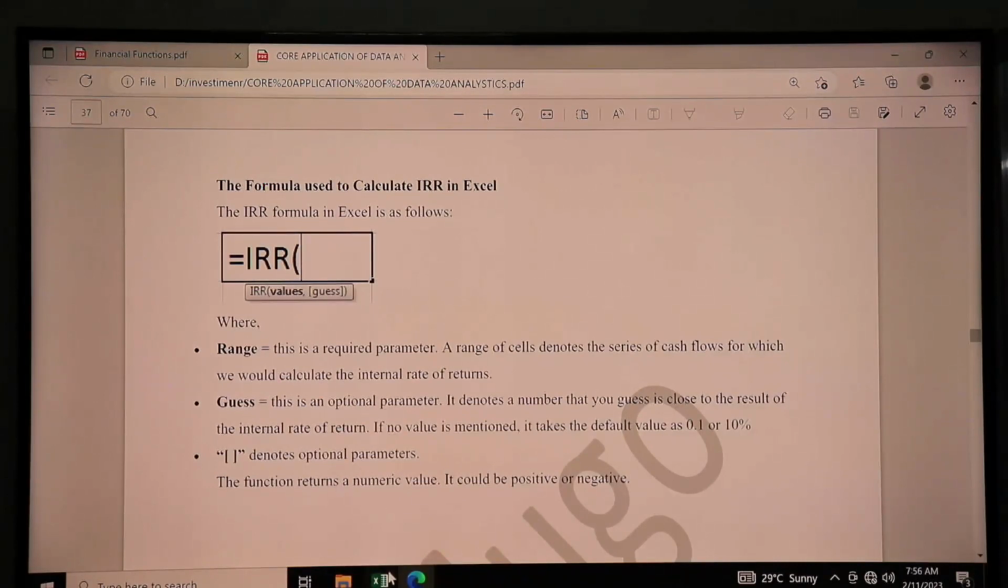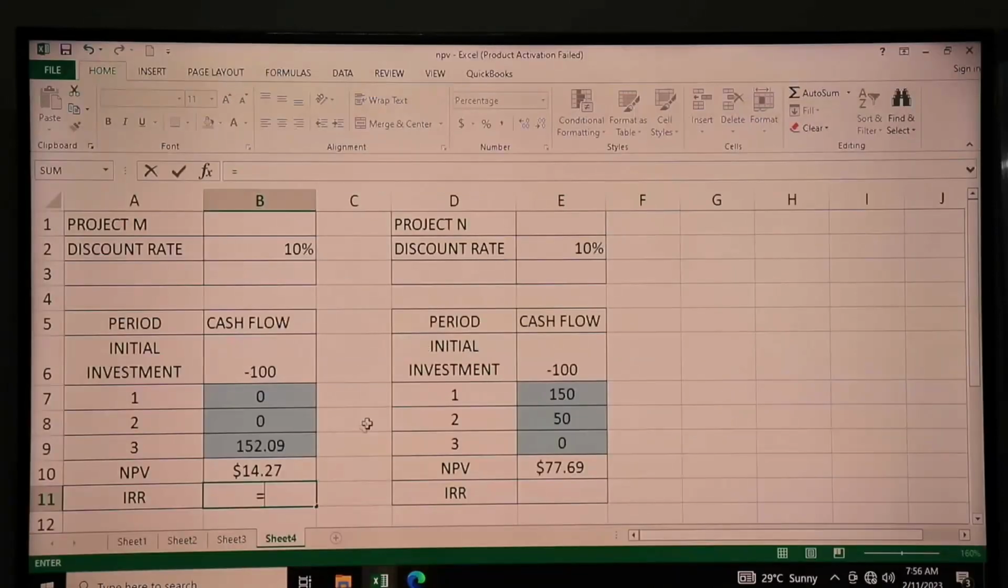So in this case, now we insert the function. We will start with an equal sign. We type internal rate of return. And this function returns the internal rate of return for a series of cash flow. You double click the function. And then you select the range of cells.